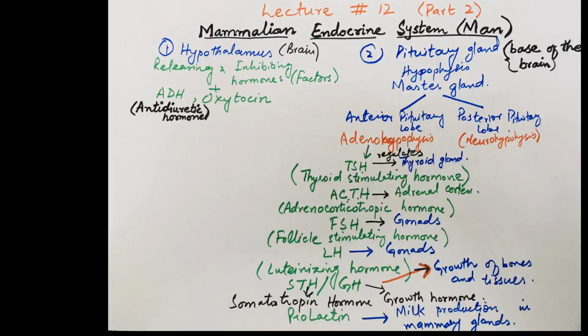Then LH, that is luteinizing hormone. Again, it is associated with the regulation of gonads. The last one is, there are two more hormones that are secreted from the anterior lobe of the pituitary gland.